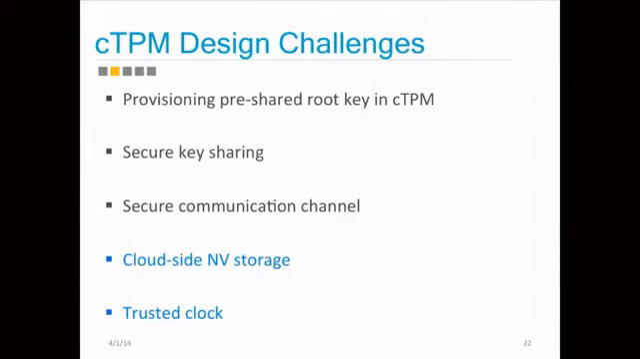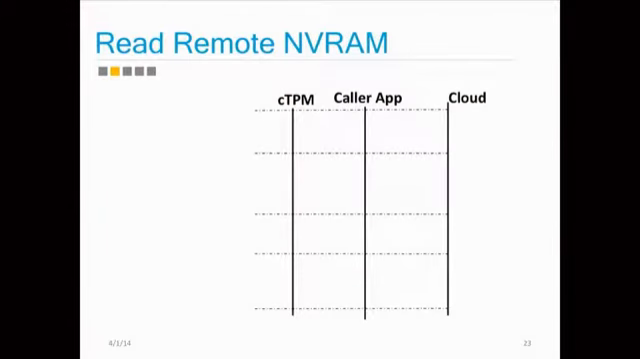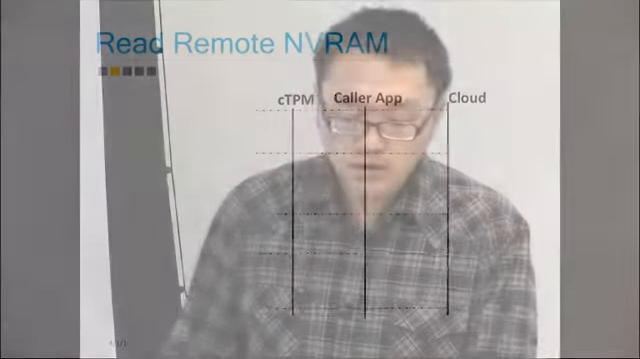So with this secure communication channel established, let's talk about how we can design cloud-backed NV storage and trusted clock. Here is a picture to show how a remote NV RAM slot could be read. During this process, a synchronization protocol is used to sync the client-side cache with the cloud-side persistent storage. After that, the client can just use an NV read to read the content out of the local cache.